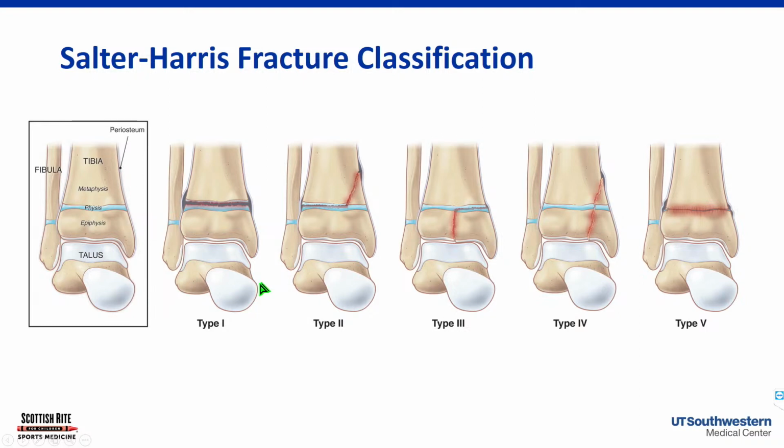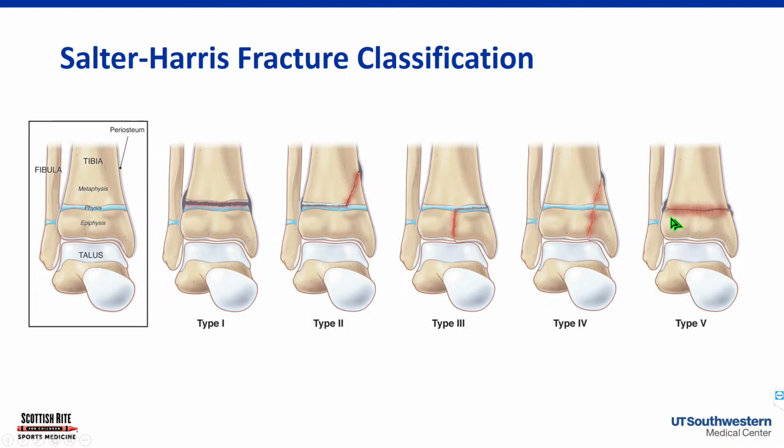So a type 1 goes through the physis itself, and doesn't involve the metaphysis or the epiphysis. It comes in through here. You can see some of the periosteum is a little bit elevated, but this is a distal tibia Salter-Harris 1 fracture. A type 2 comes through the physis and up through the metaphysis here. A type 3 is coming through the physis and involves down into the epiphysis. A type 4 is going to involve the physis, the metaphysis, and the epiphysis, so it's almost like a combination of a 2 and a 3.